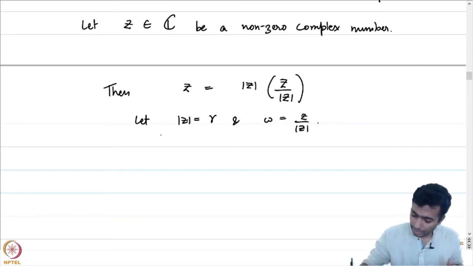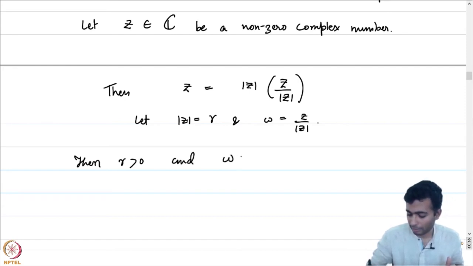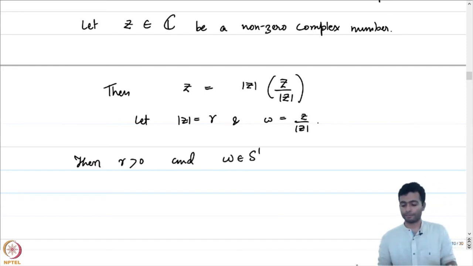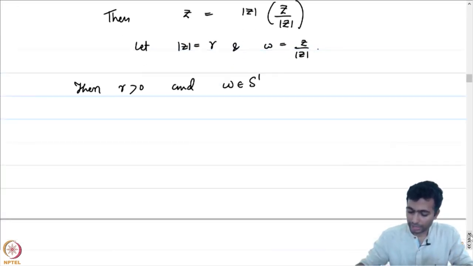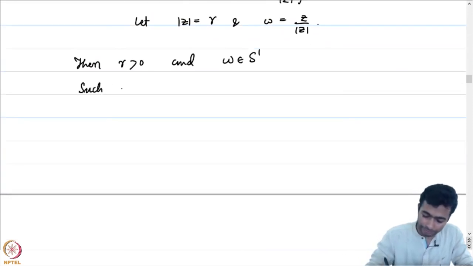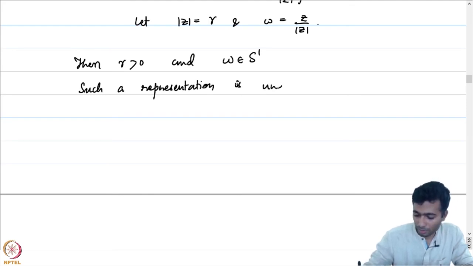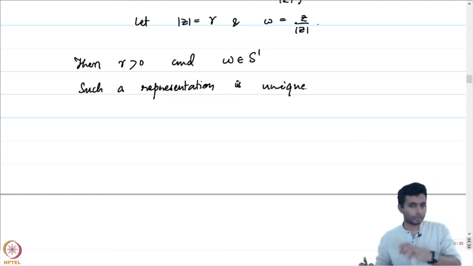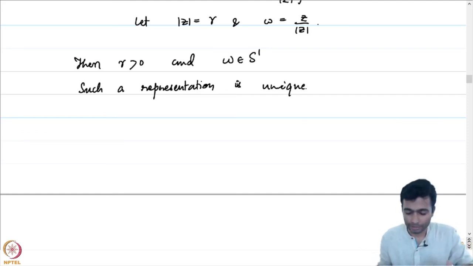Then the first observation is that r is positive and omega belongs to S1. This is the first observation we have. The absolute value of omega will be the absolute value of z by the absolute value of z, which is equal to 1. And therefore, it is in the unit circle. And the second observation is that such a representation is unique. There is no ambiguity there because r is positive. This is a unique representation.